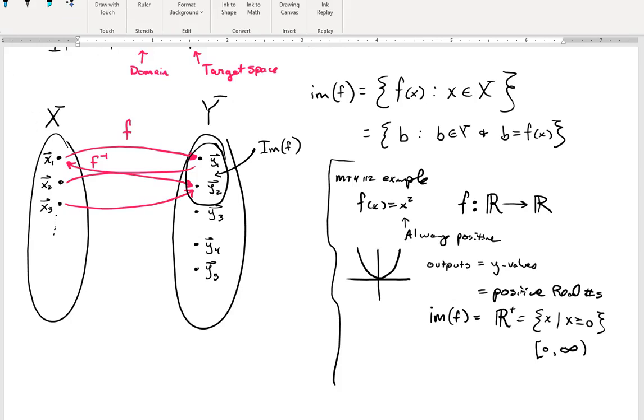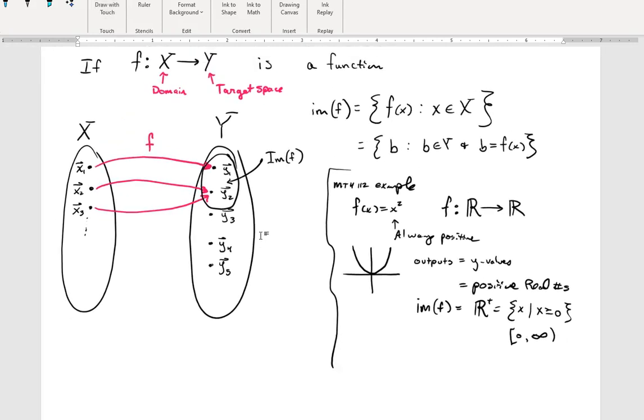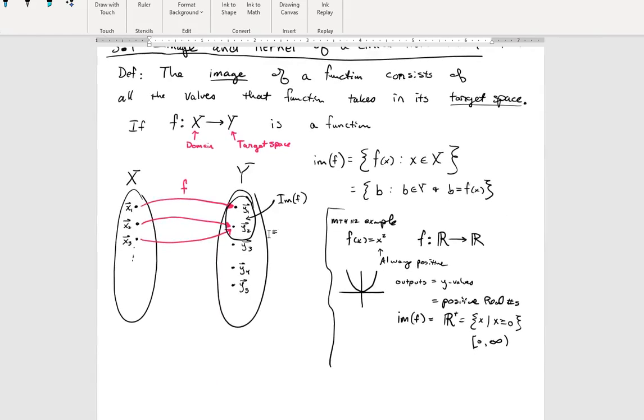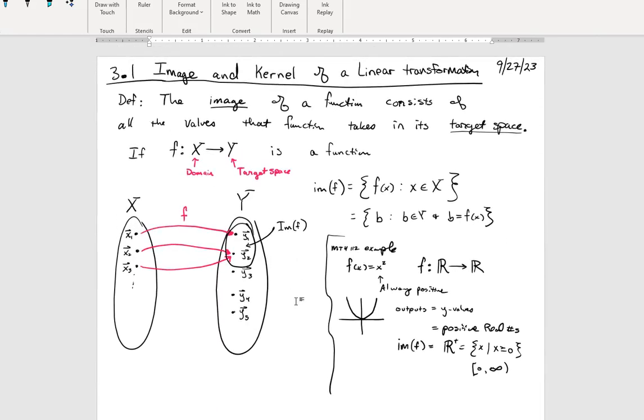I better get rid of that or somebody will see it. I'll lose all my linear algebra street cred. So that's our first bit of terminology.